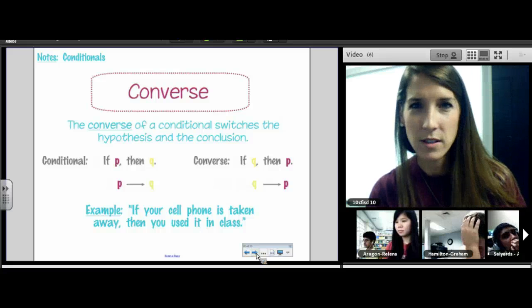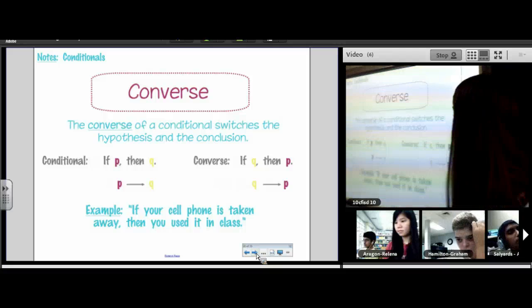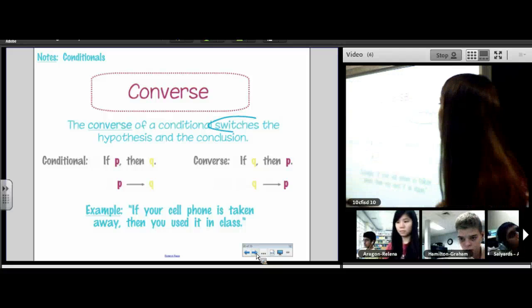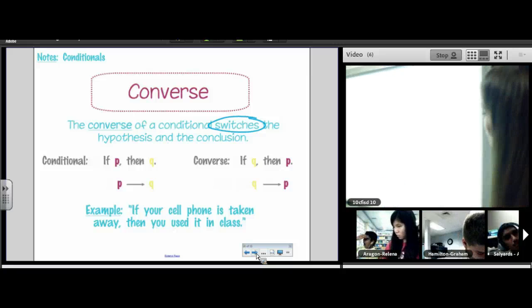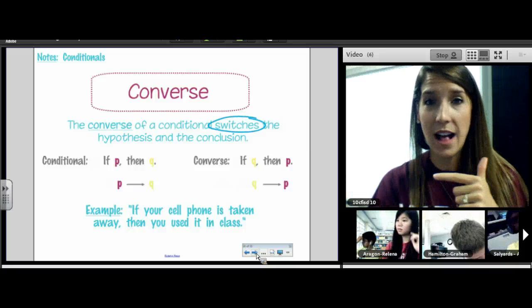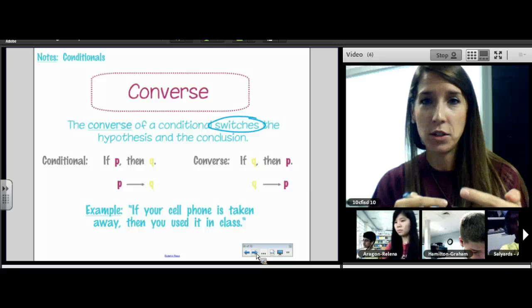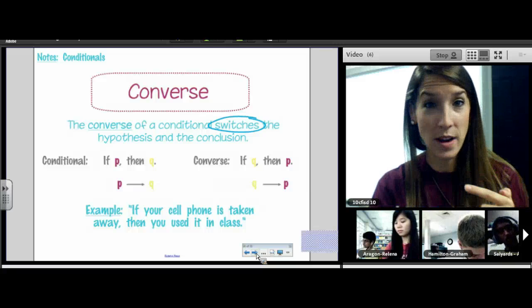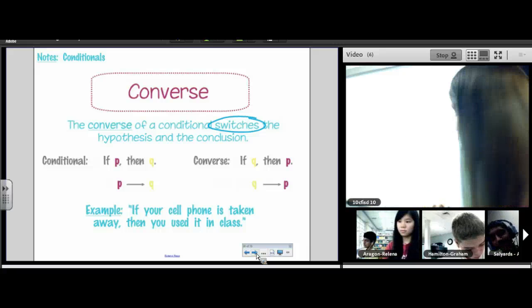Converse, reverse. Converse, reverse. When you're doing the converse of a sentence, you are switching, like Parent Trap, switching the hypothesis and conclusion. Okay? So, if your cell phone is taken away, then you were using your cell phone in class. If you attend your own funeral as a guy named Phil Shifley, then you were looking out your window. So you're switching the hypothesis and the conclusion. That's converse.